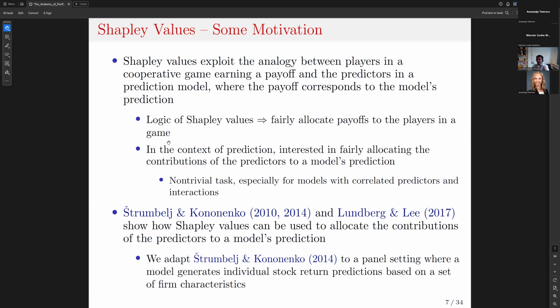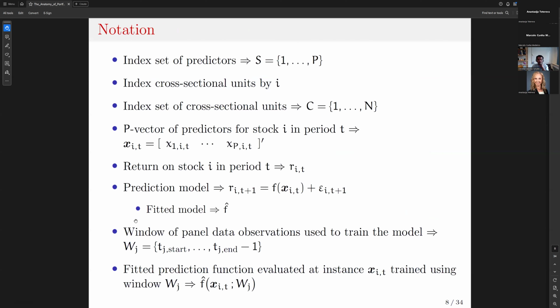And this is what Shapley showed, right? That if you look at all the coalitions with and without Messi, you will be able to extract his marginal contribution. Strumbelj and Kononenko and Lundberg and Lee show how Shapley values can be used to allocate the contributions of the predictors to a model prediction. We adapt the algorithm of Strumbelj and Kononenko to a panel setting where the model generates individual stock return predictions based on a set of firm characteristics.